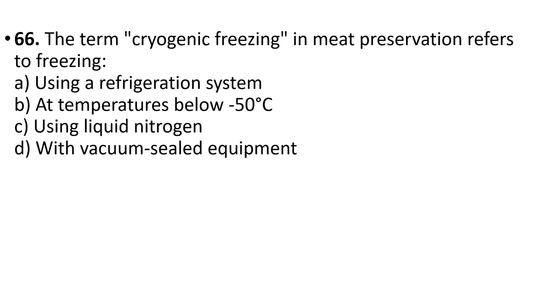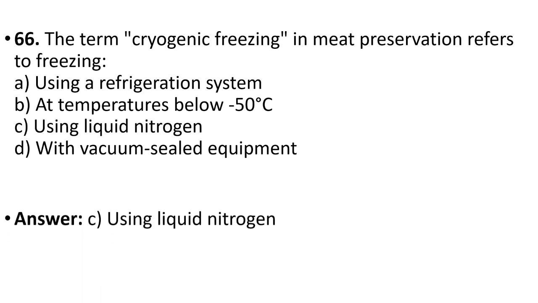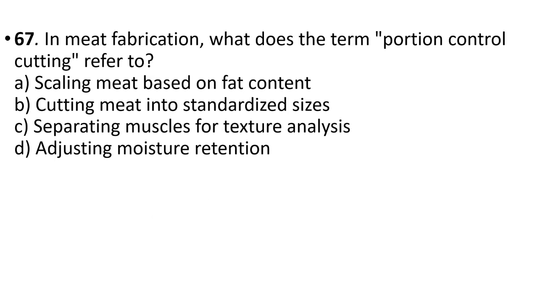66. The term cryogenic freezing in meat preservation refers to freezing using a refrigeration system at temperatures below minus 50 degrees Celsius, using liquid nitrogen with vacuum sealed equipment. Your answer is option C, using liquid nitrogen.